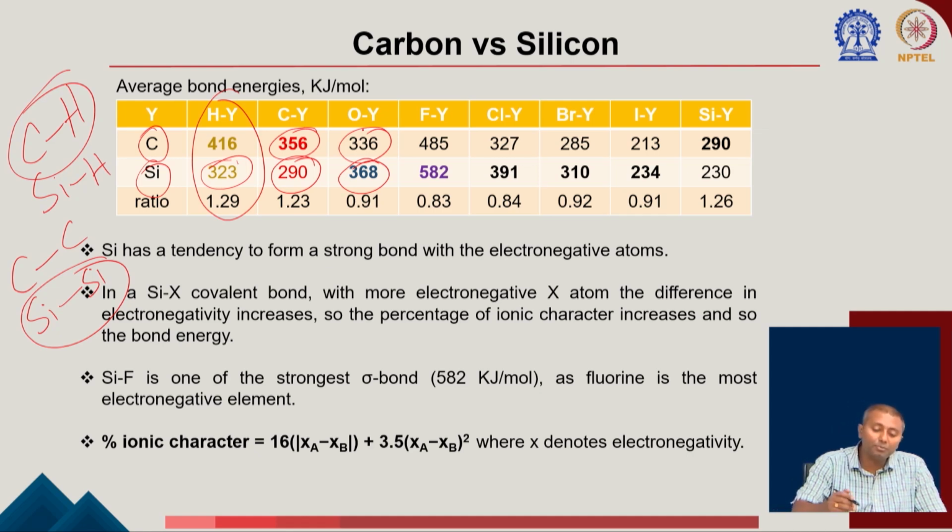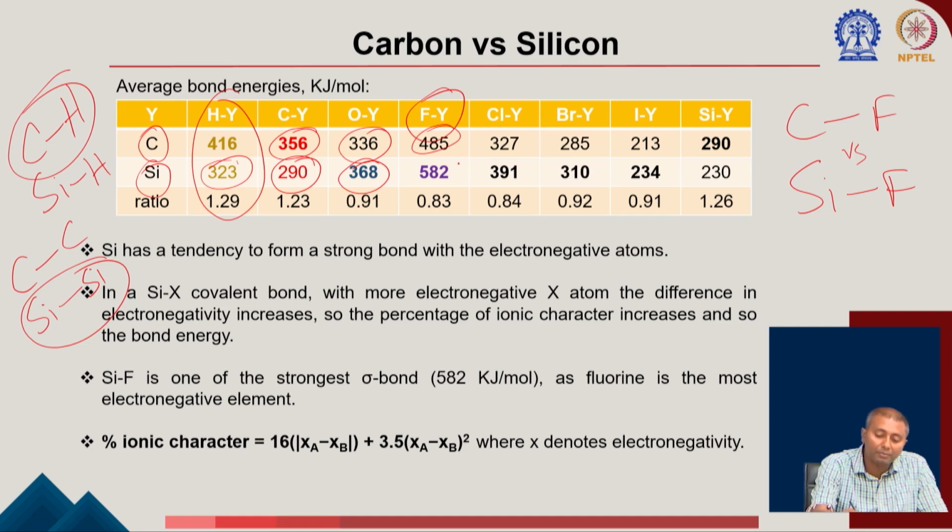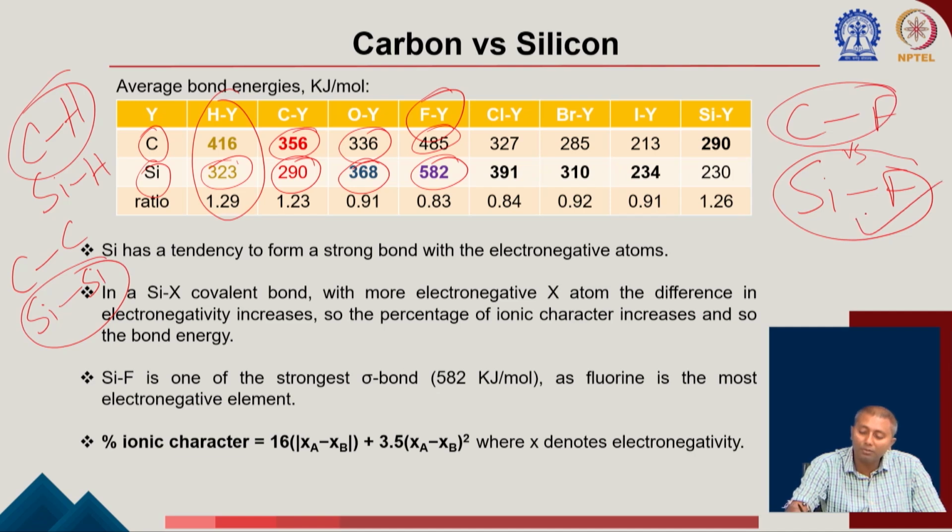The other important factor is if you compare the fluorine bond. This is a very important thing, silicon fluoride versus carbon fluoride. See the difference in the energy, 485 versus 582. Okay. Almost 100 kilojoule per mole difference between these two. So, the silicon fluoride bond is one of the strongest sigma bonds. Okay. Because of that, you are going to see a lot of the silicon chemistry driven by using some sort of fluoride F minus source. We are going to discuss them also. Okay.